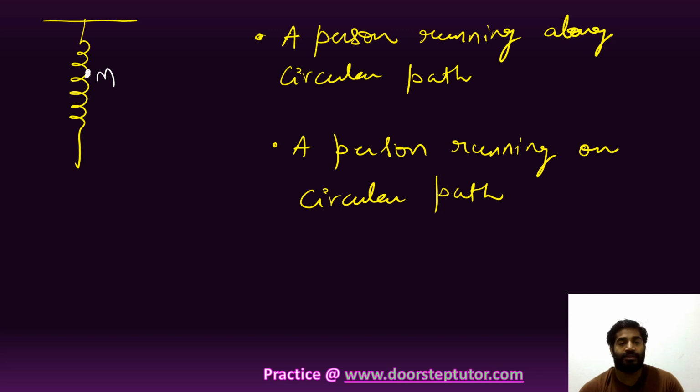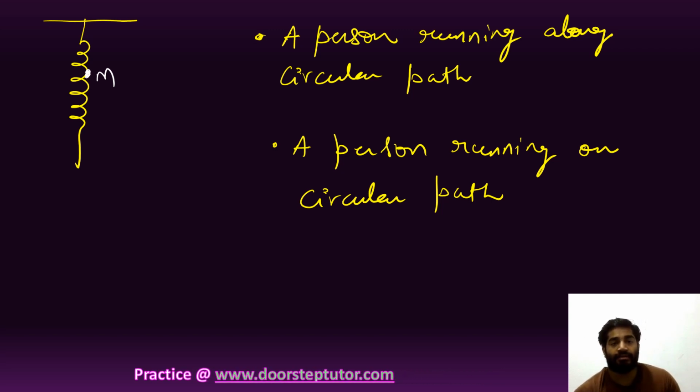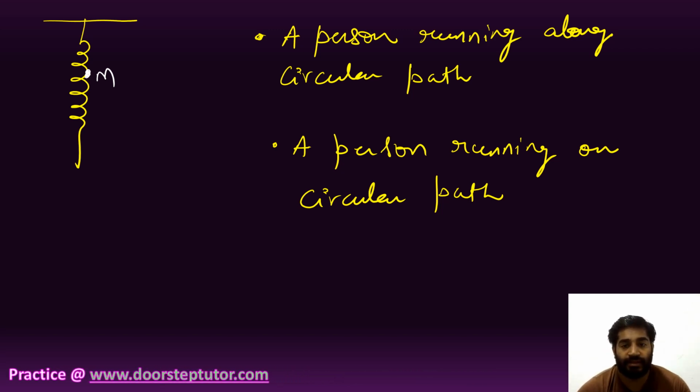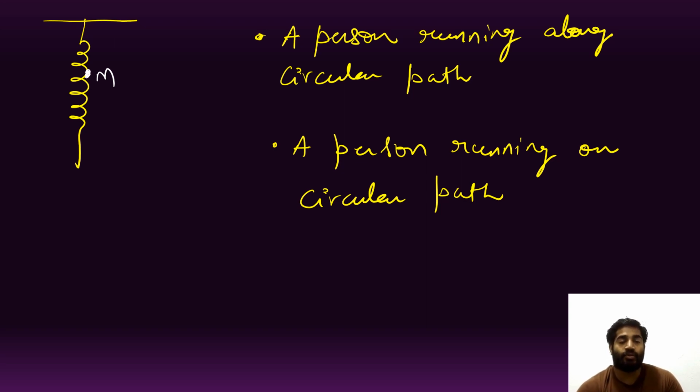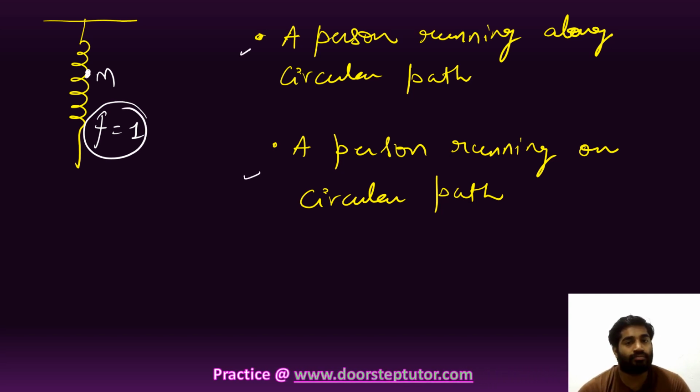Now we have these situations. For example, a particle is moving on a spring, then it has only one constraint, that is the spring. Whatever the shape of the spring is, the particle behaves in that condition. So its degree of freedom is 1. Now these two conditions also: a person running along the track.